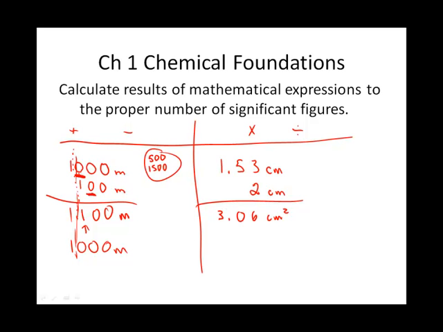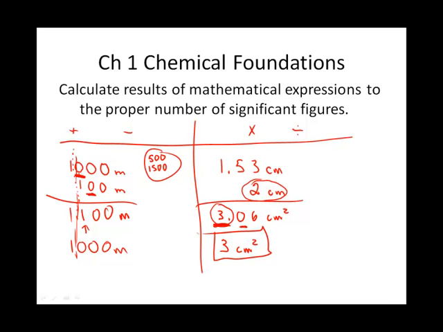So the rule is you look for the number in your problem with the fewest number of sig figs, and that's the number of sig figs you put in your answer. So we're going to round it off to this place. This is less than 5, so I'm going to round this to 3 centimeters squared. That is the area, and that's the right number of sig figs.